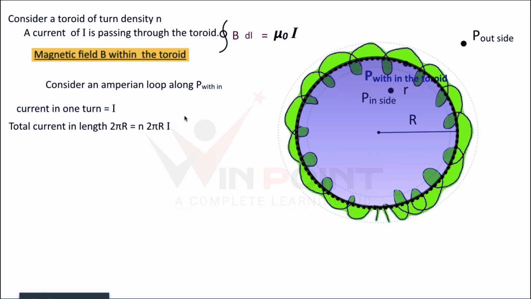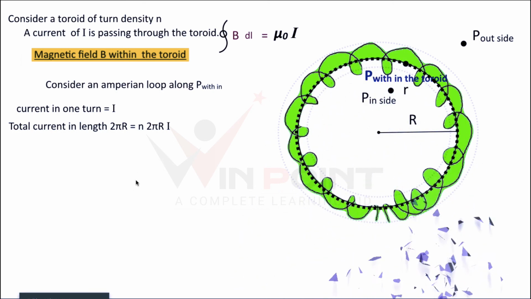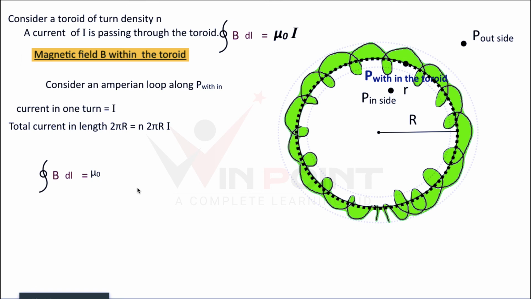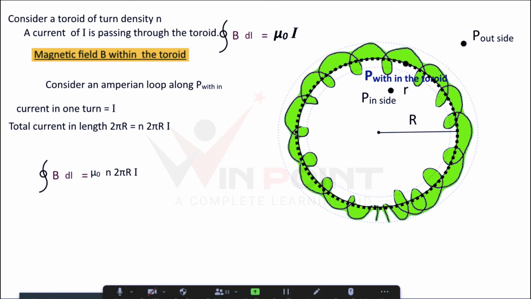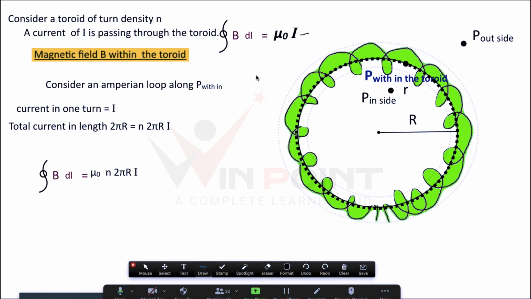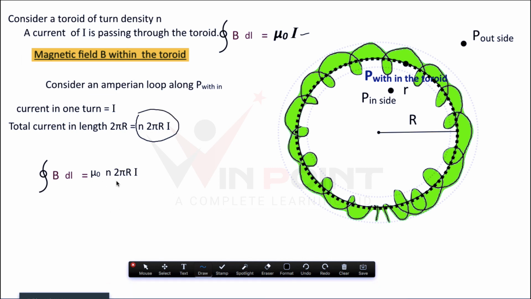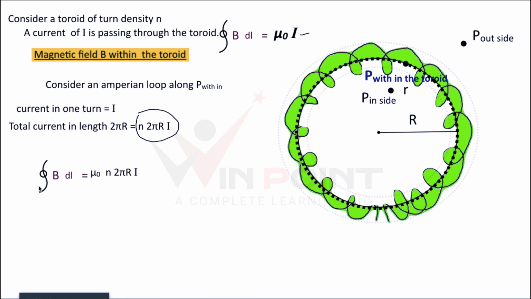Now we got the total current, so we can apply Ampere's circuital theorem. Integral B dot dl equal to mu 0 times the current. Instead of I, we can give N into 2 pi r I, because this is the total current. So mu 0 N 2 pi r I. Now, taking B out of the integration, it will be B into integral dl is equal to mu 0 N into 2 pi r I.